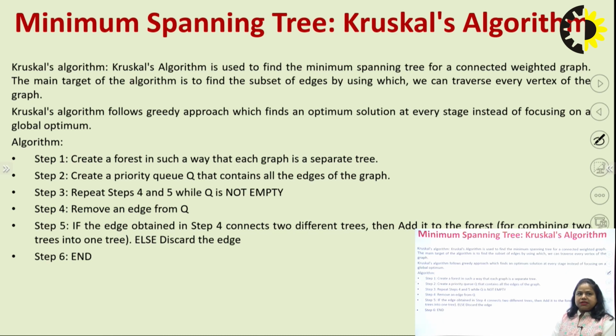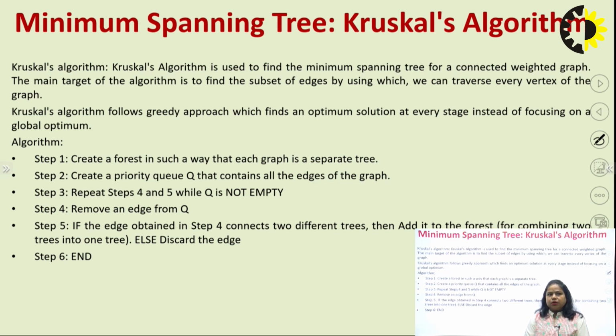We have to consider one more example, that is called Kruskal's algorithm. Yes, we know that we have used Prim's algorithm. Prim's algorithm is one way to calculate the minimum spanning tree, and Kruskal's algorithm is another way to calculate the minimum spanning tree. Kruskal's algorithm is also used to find the minimum spanning tree for a connected weighted graph.